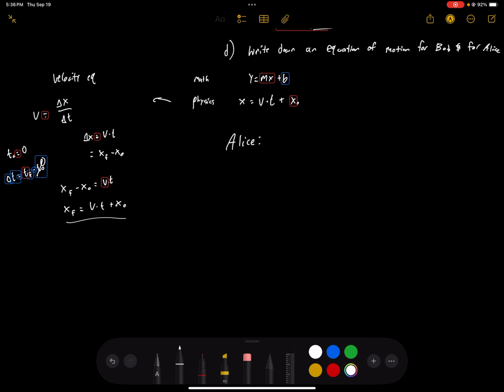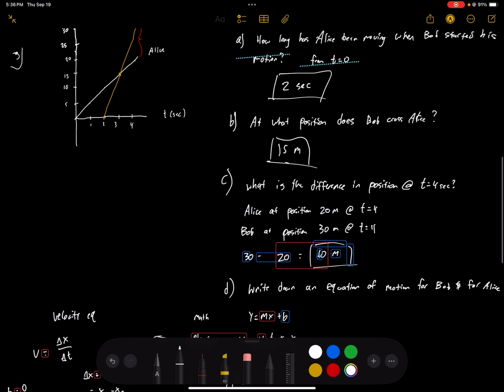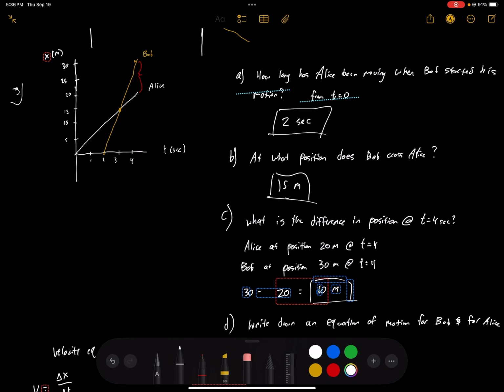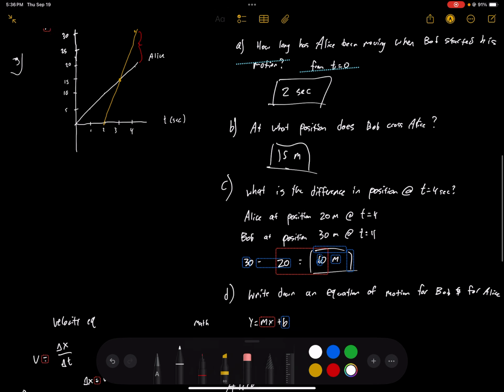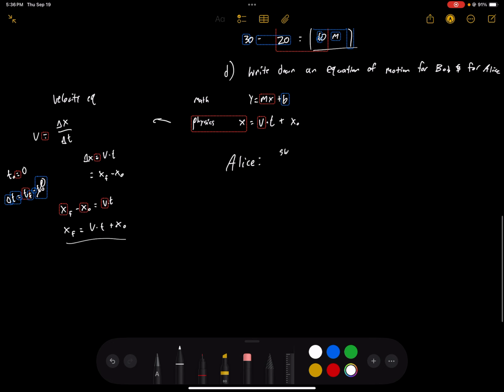What's the equation of motion that describes this line? How do I write this line in terms of an equation? Well, if you did y equals mx plus b, you know the slope. Just look at two points on the line. I know it goes from 0 to 20. That's the rise. The run is 4. So the slope is going to be 5. All right, so the slope is equal to 5, which is equal to the velocity by definition.